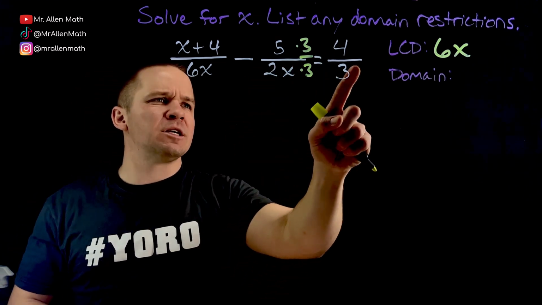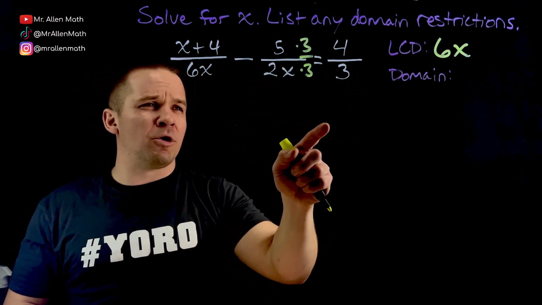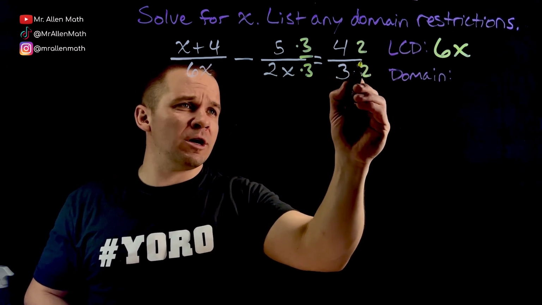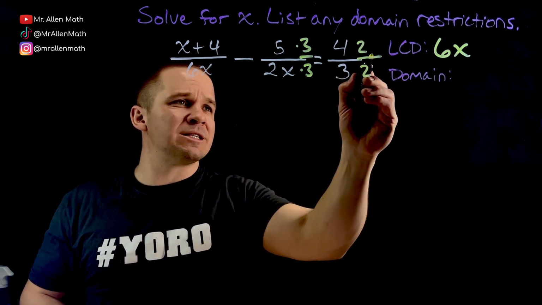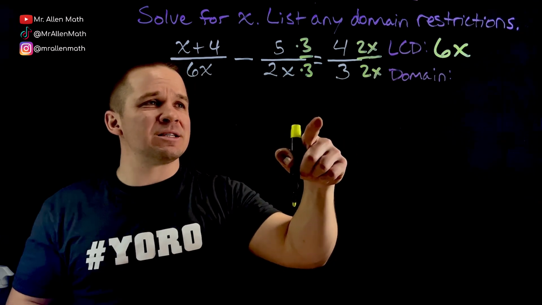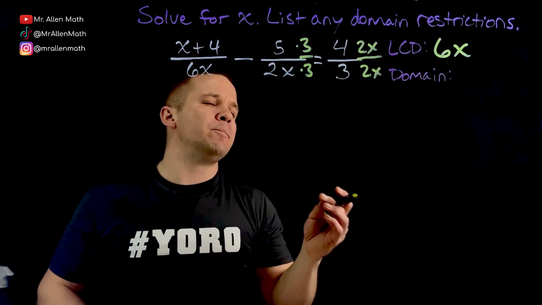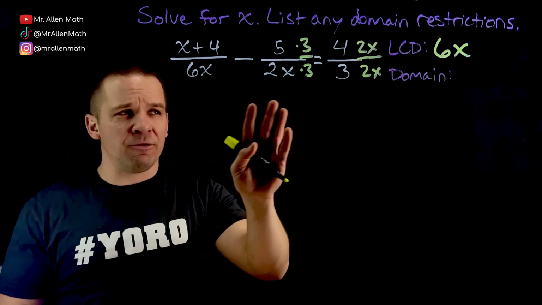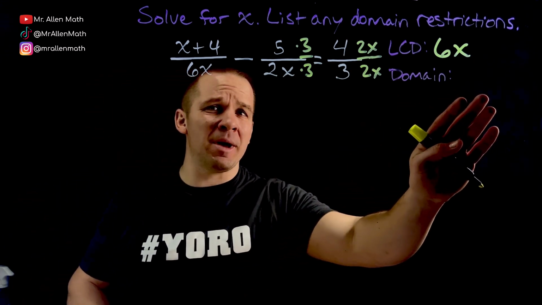How about this one here? Well, it needs to be multiplied by 2, numerator and denominator, but it also needs an x. If I want this to be 6x, it needs to be multiplied by 2x. Now, before I forget, let's get our domain restrictions.